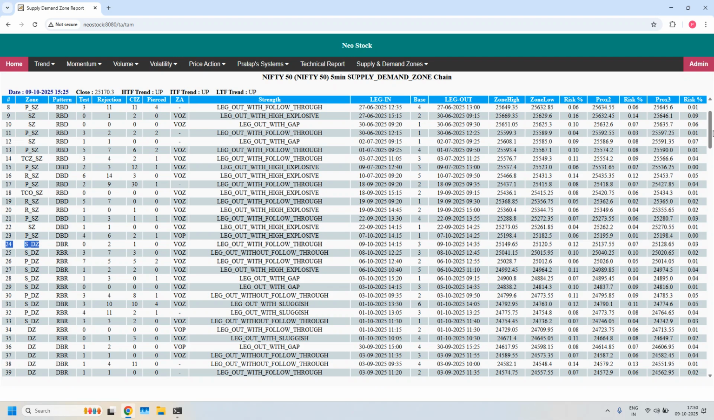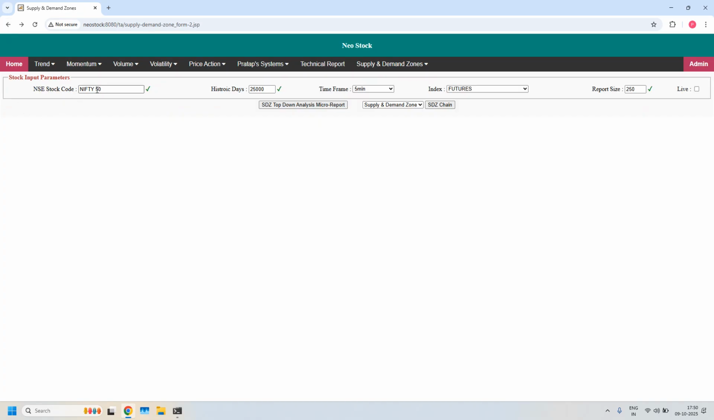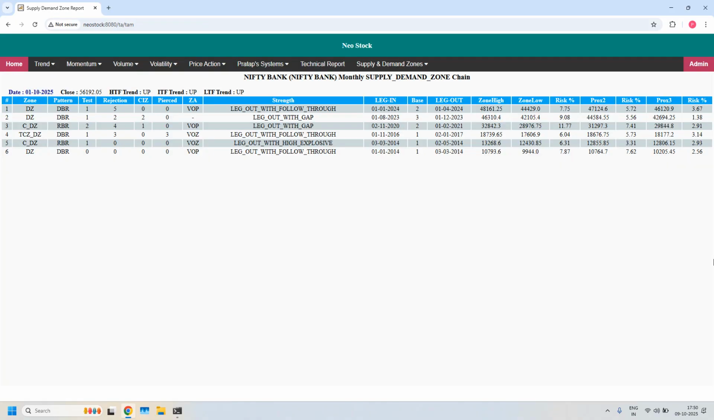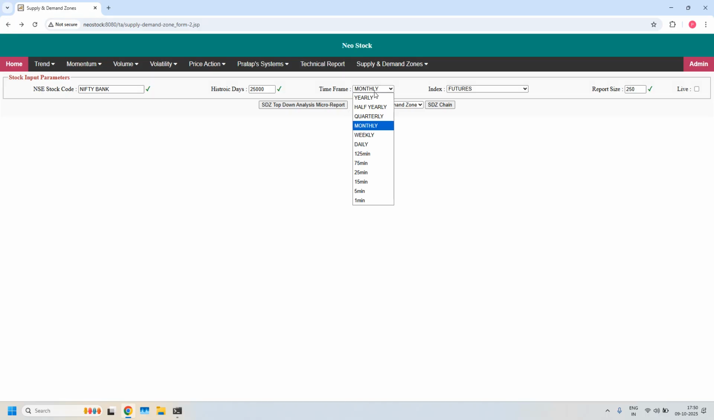Next, I am generating Bank Nifty supply demand zone chain report. Changing the name to NIFTY Bank. That is nothing but Bank Nifty. Generating monthly supply demand zone chain for Bank Nifty. Next, generating a weekly supply demand zone chain for Bank Nifty.